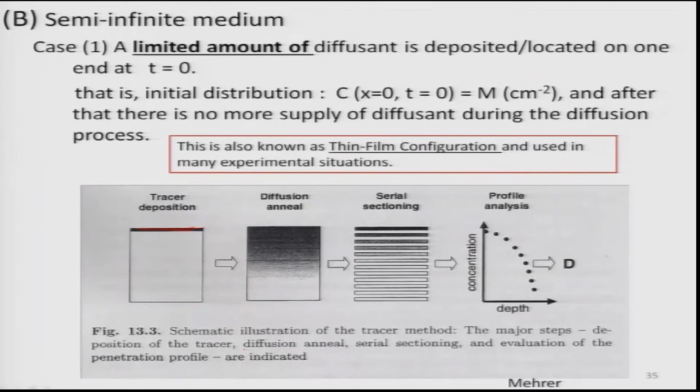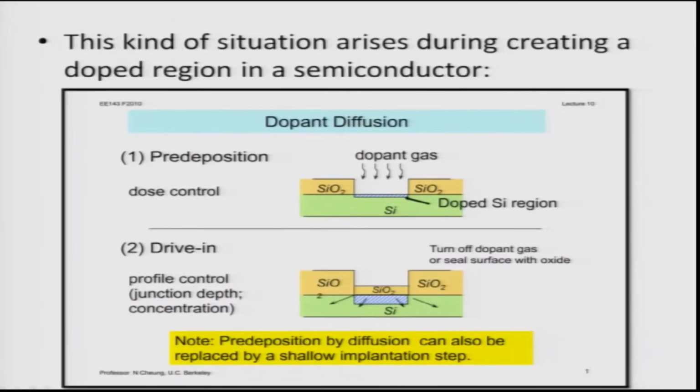Then we can actually do serial sectioning of that. We can cut small pieces like this, that is what is shown in the next picture, and then measure the composition of each of these pieces. If I measure the composition and plot it as a function of depth, I should see a change like this. That means it will be very high at x equal to 0, and at a distance x it will be low. Okay, so this allows us to calculate or measure the diffusivity D. This is known as tracer diffusion. This kind of situation arises in many cases.